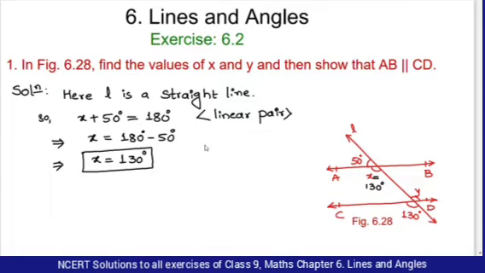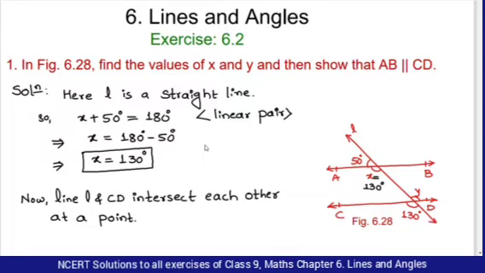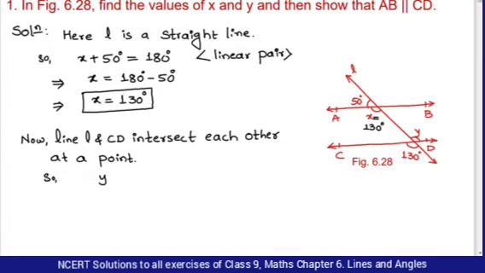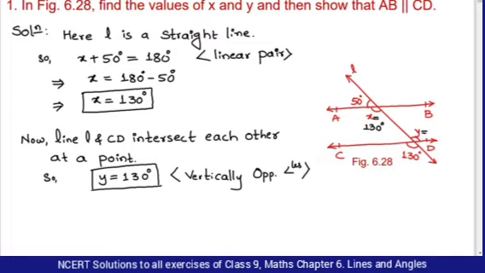Now line L and CD intersect each other at a point. So Y is equal to 130 degrees because these are vertically opposite angles. Thus, X is equal to Y is equal to 130 degrees.